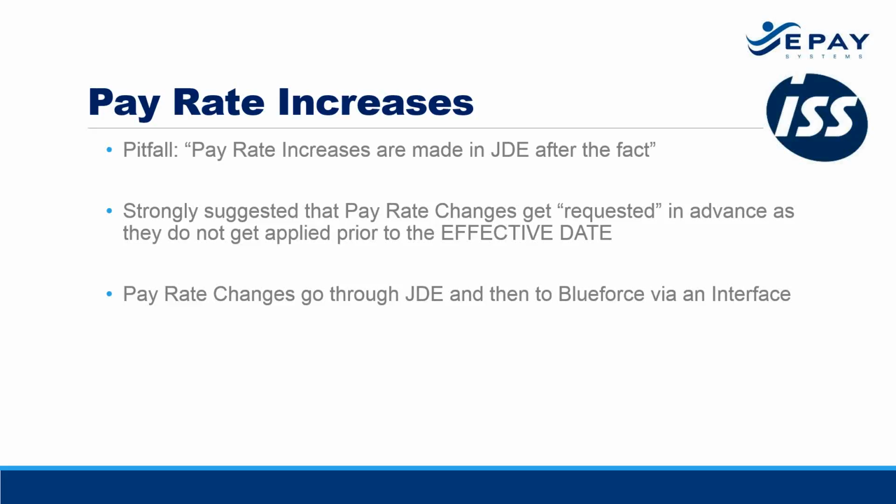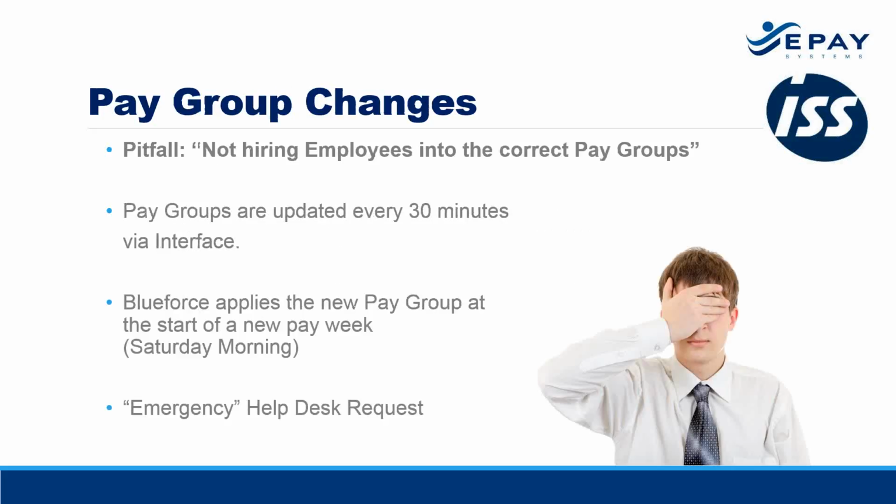Now, pay rates are just pay rates. Everyone has a default pay rate in the system. The system knows in Blueforce how much that employee is due to get paid per hour. So that is the first part of the big puzzle here. The second part is the pay group. Now, the pay group pitfall that we get into is that we're not hiring employees into the correct pay group. When an employee gets hired, the pay group gets picked up and applied to that employee's profile.